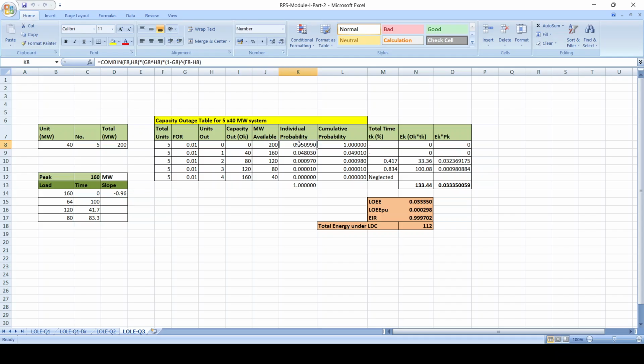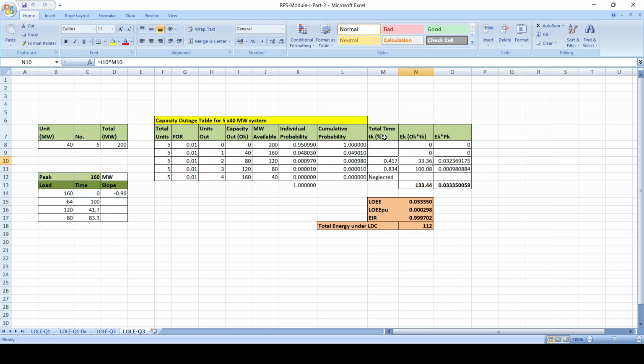Now this individual probability, as you know, it can be used directly using the binomial distribution. So capacity outage table is formed, and we are mostly concerned about the cumulative reliability, okay, which is computed in a reverse way. Now you see here this part, total time and for which what is the energy loss, that can be computed from that particular curve.